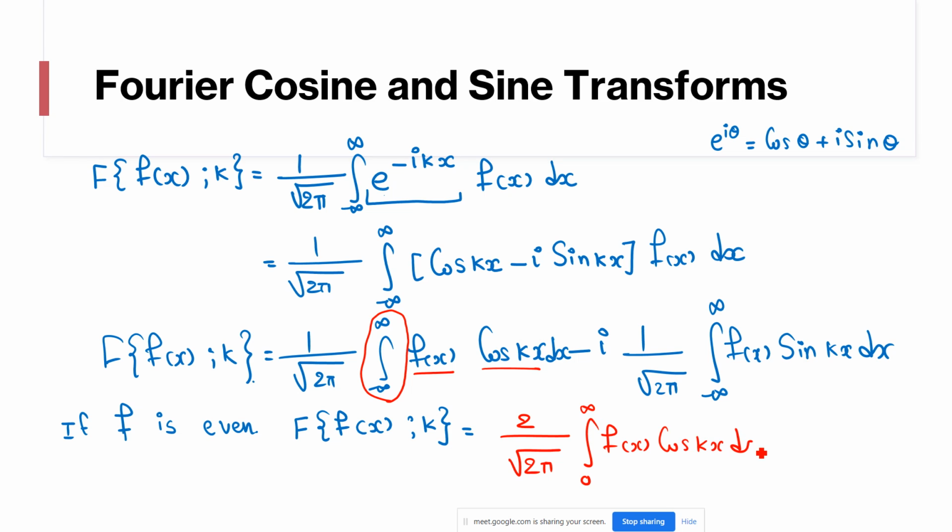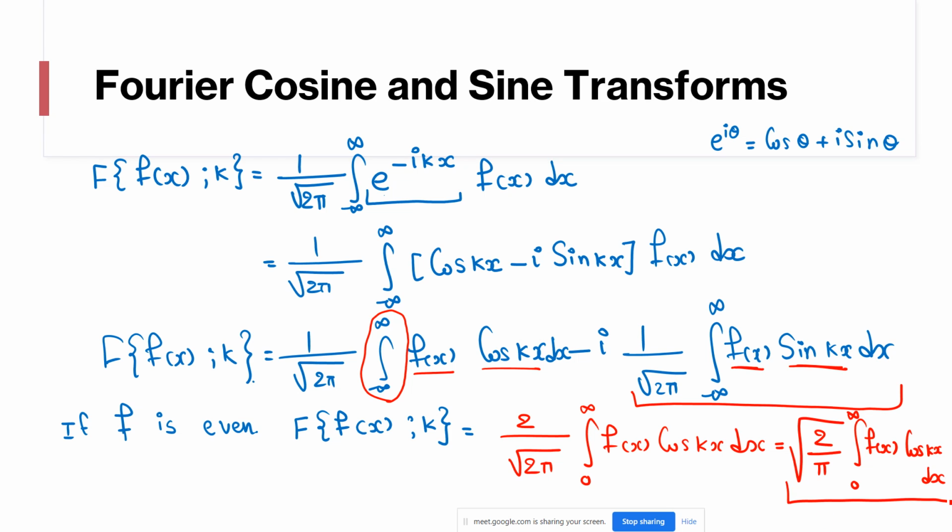And since f is an even function, this is even, this is odd, and even into odd is odd. So this integration becomes 0. Hence, this is nothing but the answer: root 2 by pi, integrating 0 to infinity f of x cos kx dx. And this integration is called the Fourier cosine transform of function f of x.